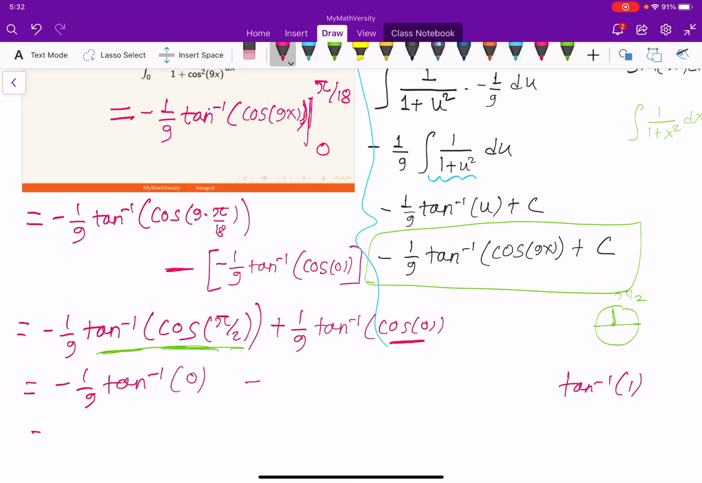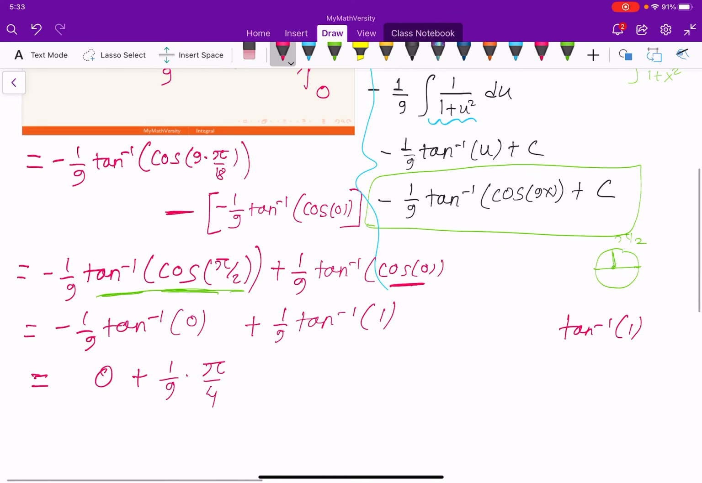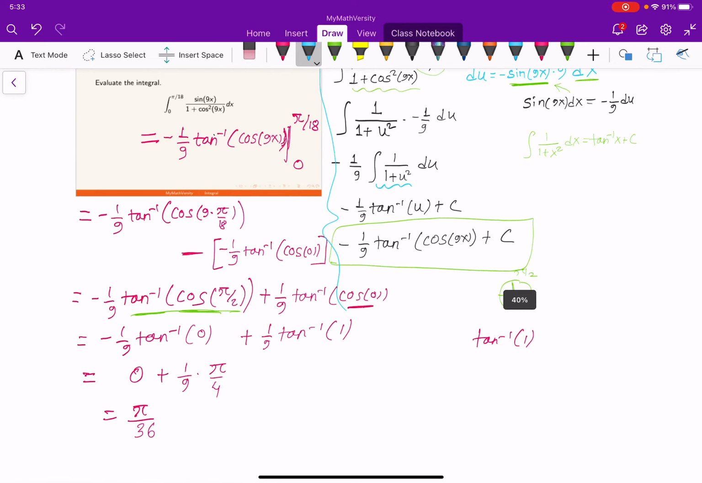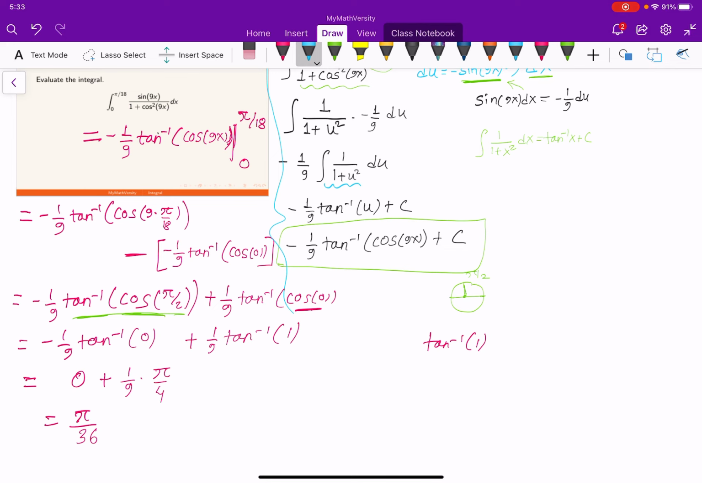The inverse tangent of 1 is pi over 4. Okay, then we have negative 1 over 9 inverse tangent of 0 plus 1 over 9 inverse tangent of 1, and the first term vanishes, so this is 0, and the second term is 1 over 9 times pi over 4. So what we have over here is pi over 36, and this is the evaluation of the integral that is given in our example.